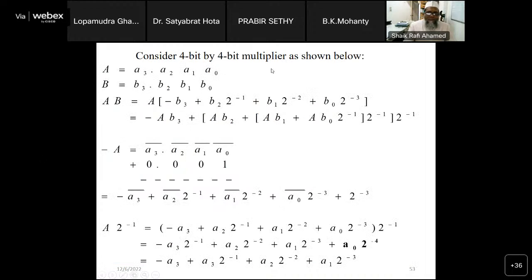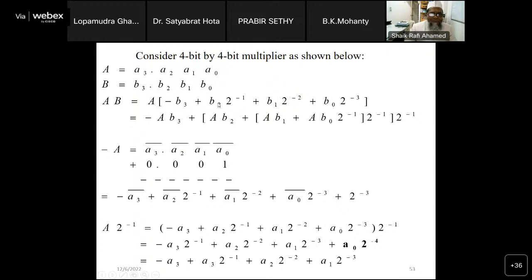If I consider the 4-bit by 4-bit multiplier, as I have told, the multiplier is a computationally intensive block. If I obtain the architecture of this 4-bit by 4-bit multiplier, you can see how complex the circuit is. This is A3.A2A1A0 and B3.B2B1B0. You have to perform A times B, so A I am taking directly and B I am considering in its binary equivalent.